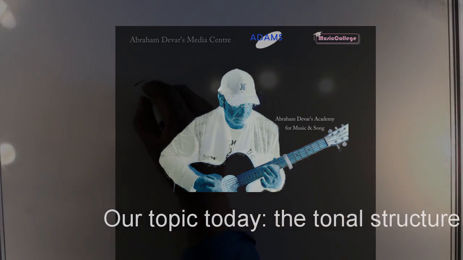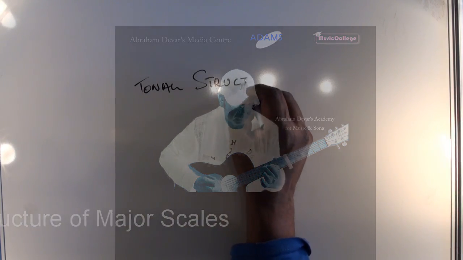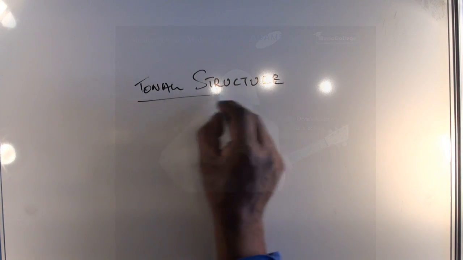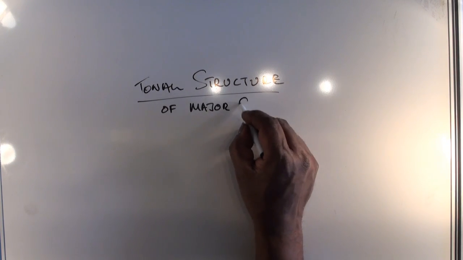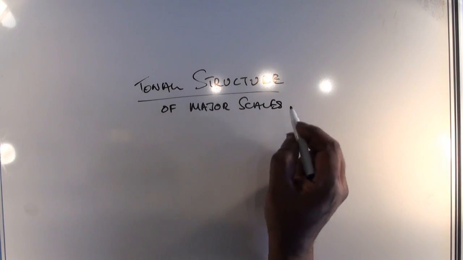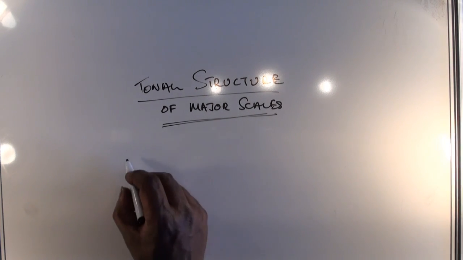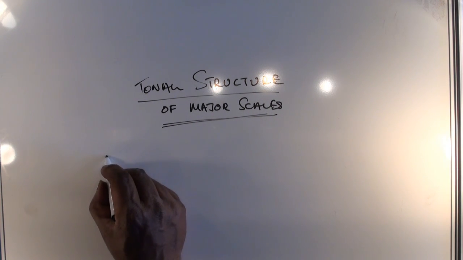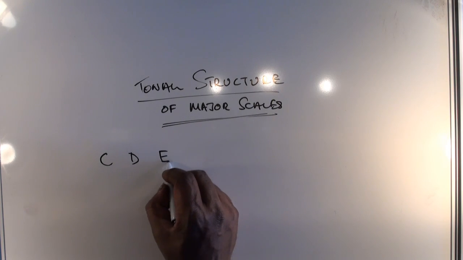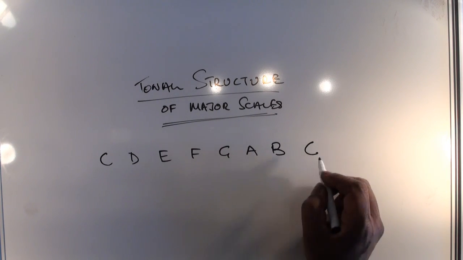Discussing the tonal structure of major scales. In other words, what gives them that very distinct sound? When you're playing a major scale, let's first write down the note names of the C major scale: C, D, E, F, G, A, B, C.